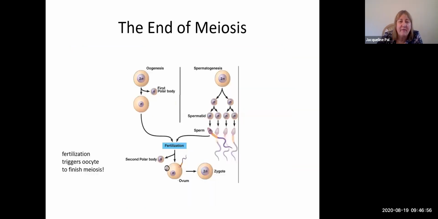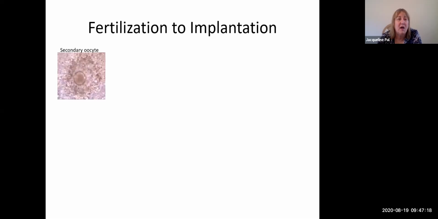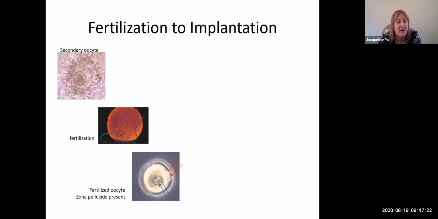So after fertilization, whichever sperm was lucky enough to fertilize that secondary oocyte, that caused that ovum to finish meiosis, and now we are back to a diploid zygote, because we had the haploid sperm with the haploid secondary oocyte. So there's our secondary oocyte. There it is being fertilized.